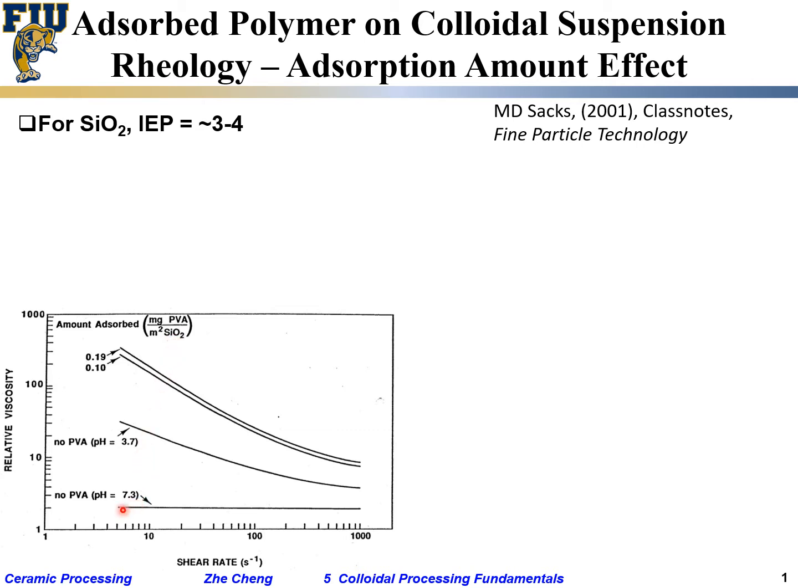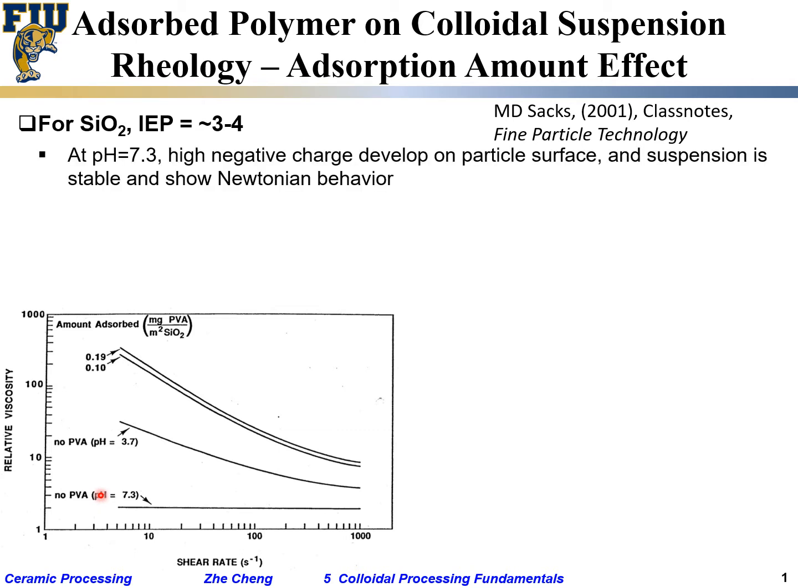And then I labeled the pH for two conditions. Okay. And when we say at pH equals 7, this guy. Remember, IEP is 3 to 4, pH 7, which means I have a lot of negative charge surrounding the particles. I should have reachable electrostatic stabilization. The particles are stable. I have a stable suspension. It's showing what behavior? Newtonian behavior. The viscosity doesn't really change with strain rate, showing strain rate.